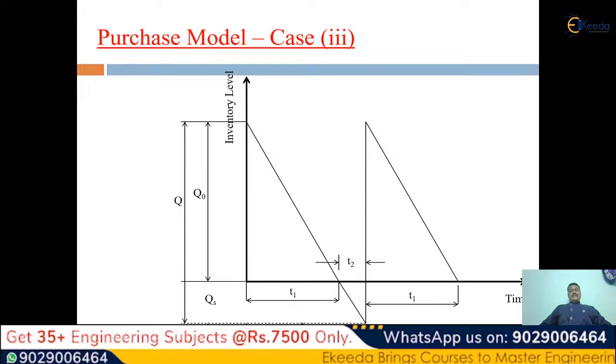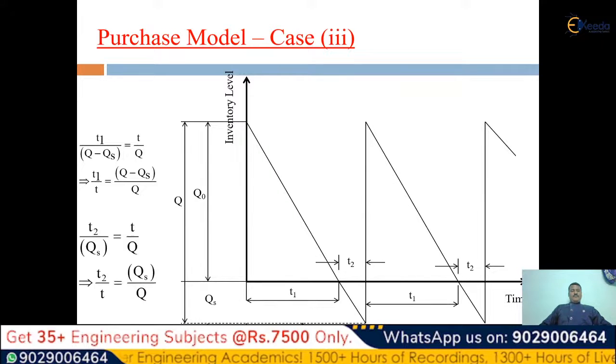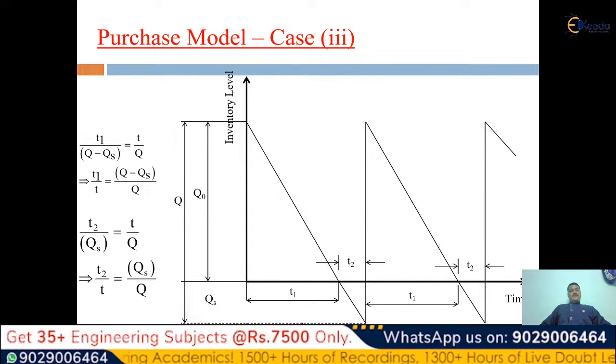As in our first and second parts, case 1 and case 2, this even goes towards the negative axis. Based upon that inventory level, we will now find the time at which that cycle is completed, which is given over here. T2 by QS is equal to T by Q, and T2 by T equals QS by Q, where Q indicates the number of quantities and T indicates the time for which we need to reorder or order over a certain period of time.